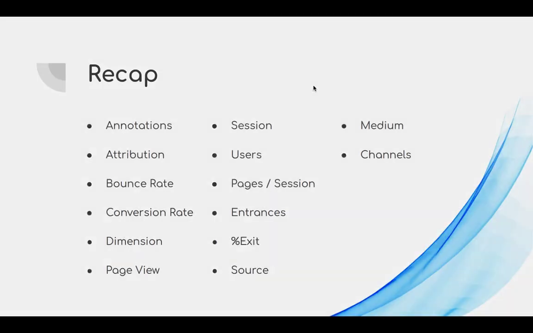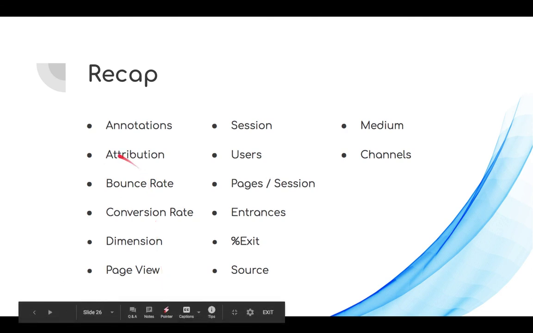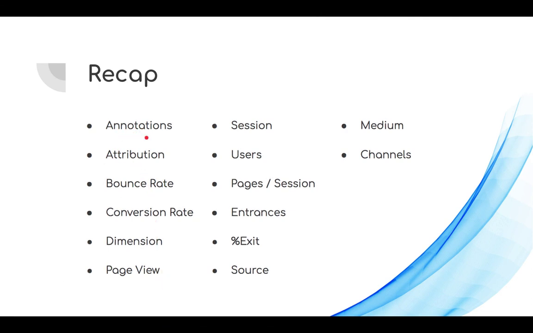Now we will have a recap of all the 14 terms which we have discussed. The first one is annotation, where you can take notes inside your analytics account. Then you have attribution, which helps you find out where the source of traffic is and which source of traffic actually gave you revenue. Then you have bounce rate. The percentage of people leaving your site without clicking on anything else is called bounce rate. Then we have conversion rate. Conversion rate is the percentage of people who are taking a specific action predefined by you.